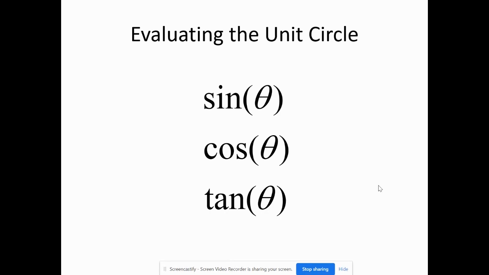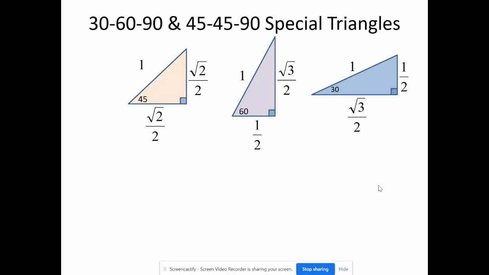Okay, so evaluating the unit circle. By now, you know how to label all the radians around your unit circle. And I told you they were the special radians, but we don't really know what's so special about them. Today is where we learn that.